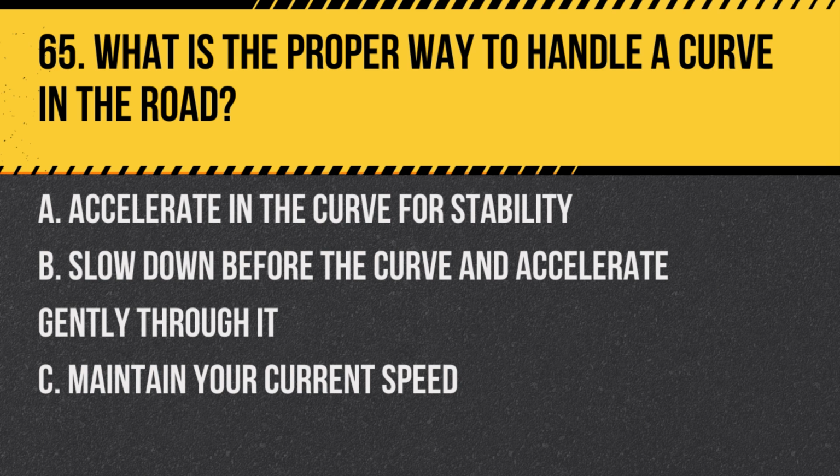Question 65. What is the proper way to handle a curve in the road? A. Accelerate in the curve for stability. B. Slow down before the curve and accelerate gently through it. C. Maintain your current speed. Answer: B. Slow down before the curve and accelerate gently through it. Reduce speed before entering a curve and then gently accelerate through it for better control.